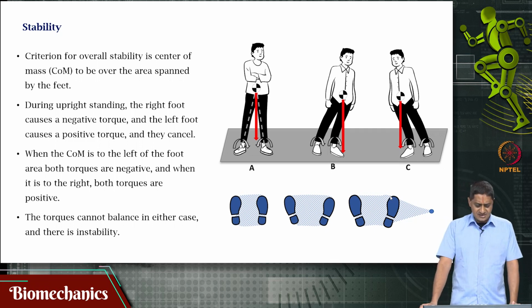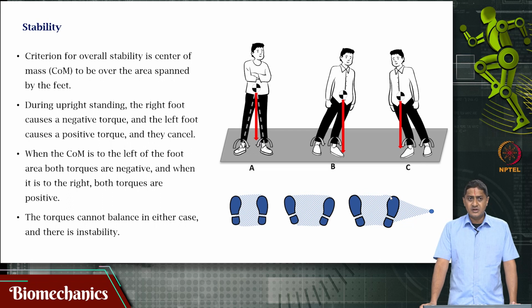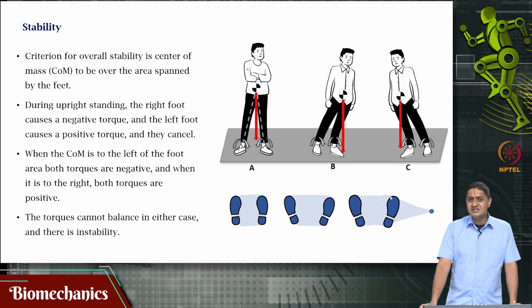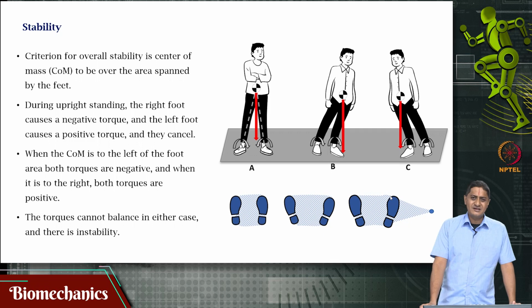So, how does this stability work? During upright standing, the right foot causes torque in one direction, the left foot causes torque in the opposite direction, and because the net torque on the human body is the sum of these two torques, it will almost sum to 0, but moment to moment or instant to instant this will likely not be the case.